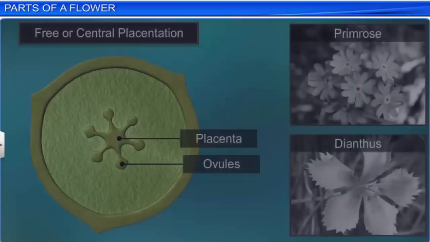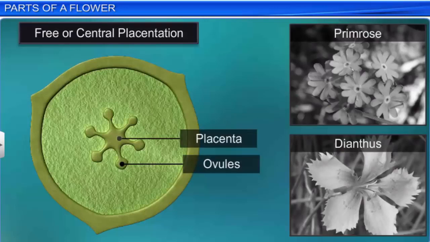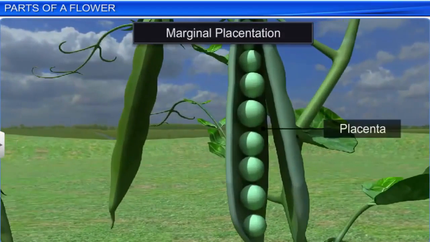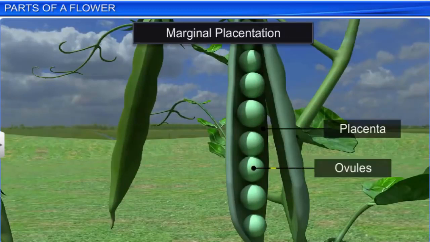In free or central placentation, septa are absent and the ovules develop on the central axis, as seen in primrose and dianthus. Finally, in marginal placentation, along the ventral suture of the ovary, the placenta forms a ridge. The ovules are borne on this ridge in 2 rows, as seen in the pea plant.